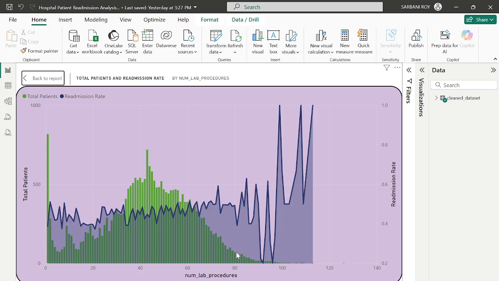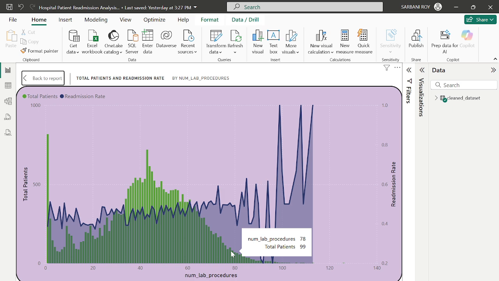Now you will notice the spikes and dips in the blue line at the ends, especially greater than 20 and less than 100. These are likely due to fewer patients in those ranges, which makes the percentage vary widely. Even 1 to 2 readmissions can make the rate 100% or 0%. So, always consider the sample size when interpreting extreme values.